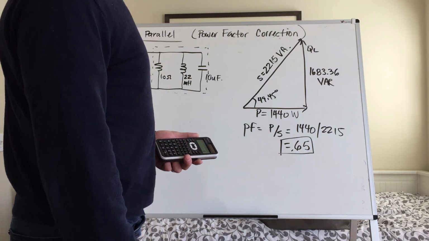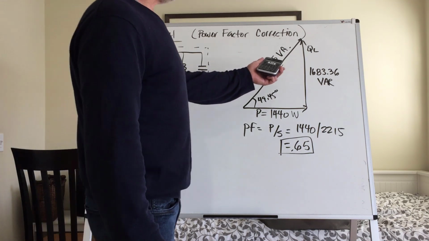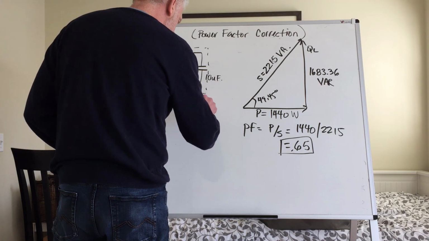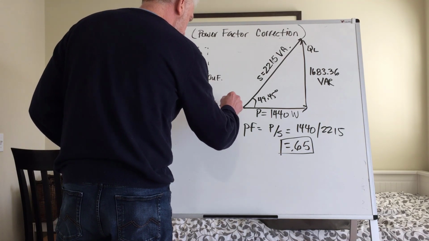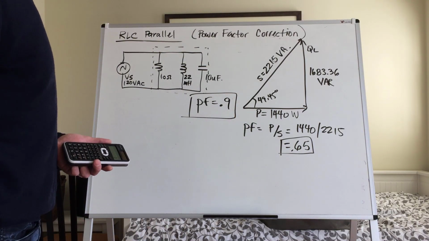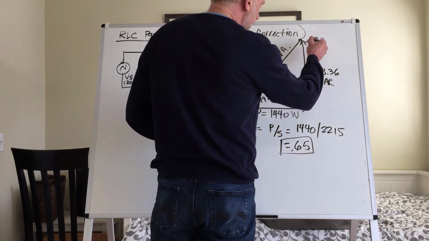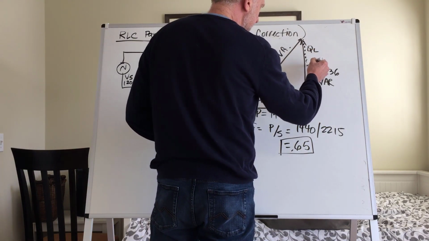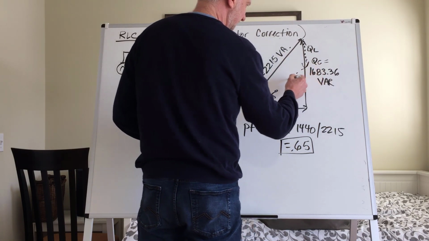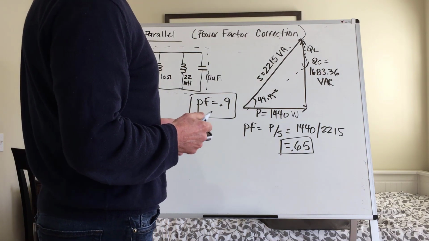So how do we go about improving this so that we can bring it to a 0.9? What we're going to say is we desire a PF of 0.9. We're not bringing it to unity. We want to bring it to 0.9. So what does that mean? Well, in our new power triangle, we'll be adding a value of QC that's going to bring this S value to one that is equal to a 0.9 power factor.